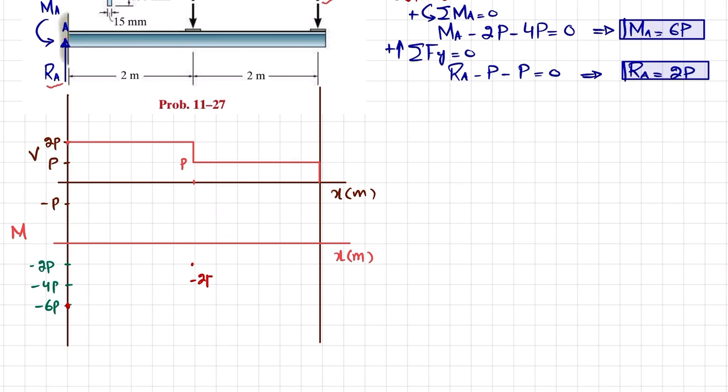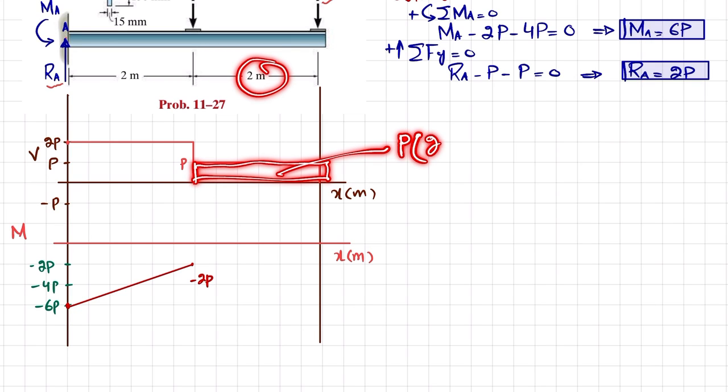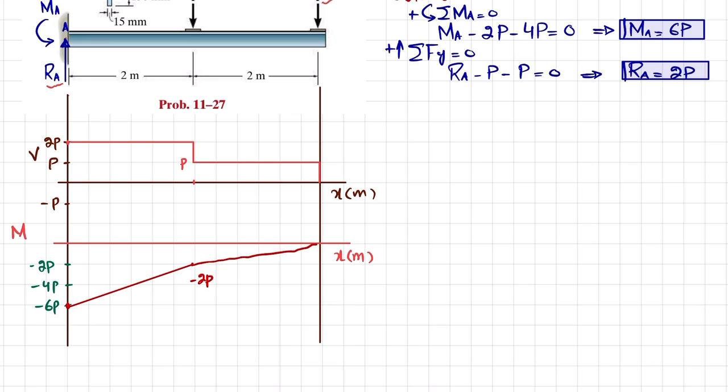This is minus 2P. And since the shear force is a horizontal line, the bending moment will be one degree higher. It will be a straight line, and the slope will be increasing because this is a positive area. The second area under the shear force diagram is P into this length 2, so it is 2P. So here the moment will be minus 2P plus 2P, which equals 0. So your next point will be this one. This will be 0. This is a length of 2 meters, and this is also 2 meters.